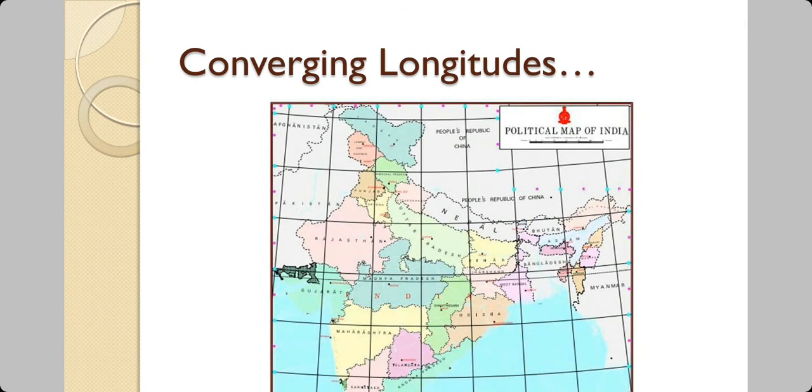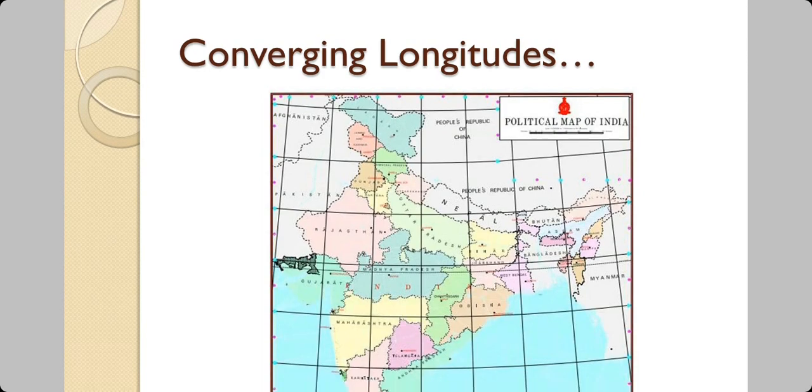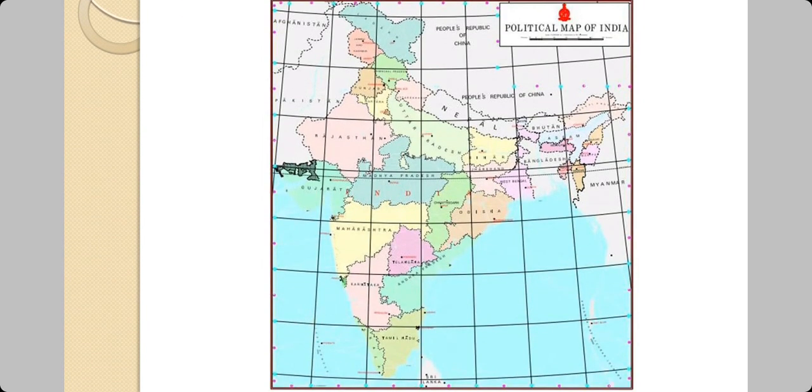When you look at the longitudes near Jammu and Kashmir, they are covering a lesser surface area. They are narrow to each other. They are near each other. Because finally, when these longitudes reach the North Pole, they'll be touching at the pole. So these are not parallel.